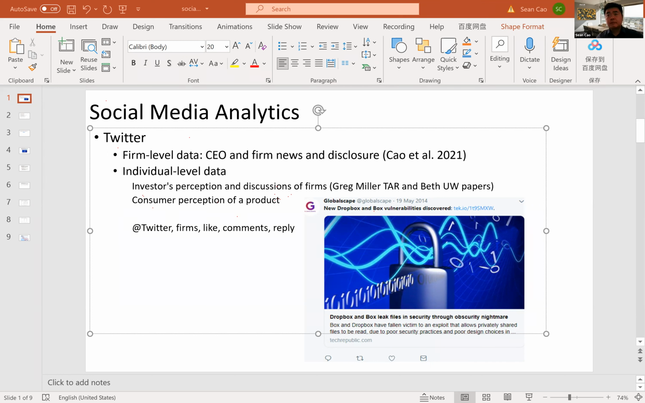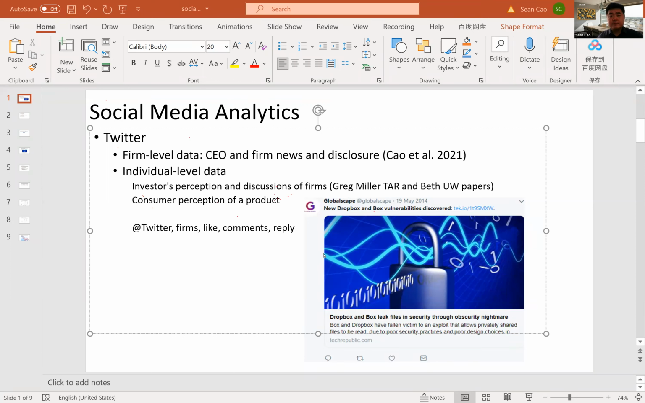So what's the data about? The data is from Globescape. The company discussed something about the Dropbox product failure. This is a very good example. What information can you find? You can find that Globescape cares about Dropbox product information, and you can also find that the Dropbox product has some problems.